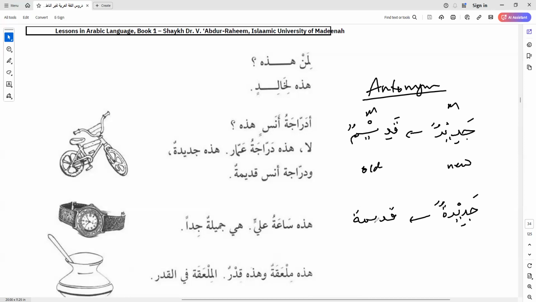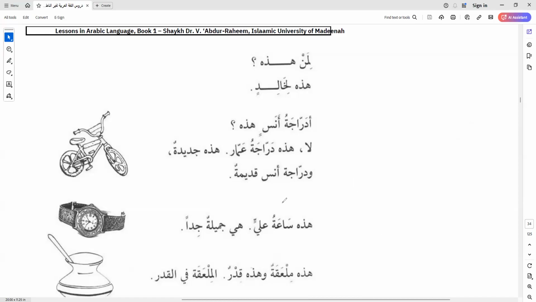قديمة. جديدة. قديمة. So this is feminine, and this is feminine. Now, look at the difference. جديد transformed, and it has تاء مربوطة at the end. قديم transformed, it has تاء مربوطة at the end. And that is how we do it. Now, ودراجة, let's continue here. ودراجة أنس قديمة. The bicycle of Anas is old.